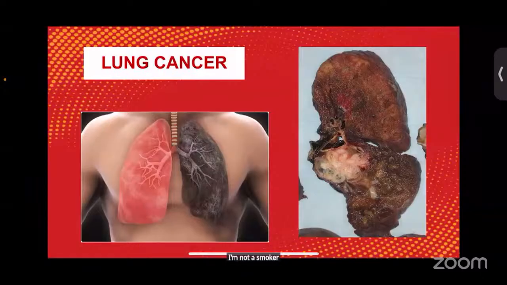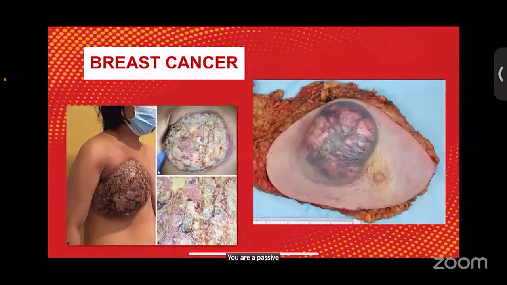But if you know how a cigarette smells, then you are a passive smoker. This is breast cancer. I'm sure none of us would want our wives, if you are a man, or if you are here and you are a lady, you would not want your breast to be like this. This is what free radicals do.